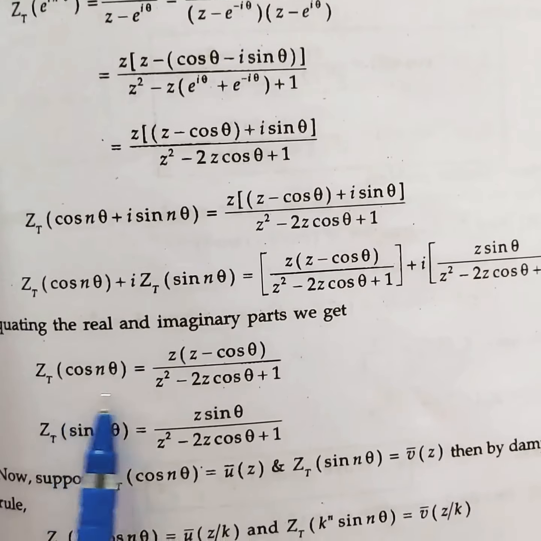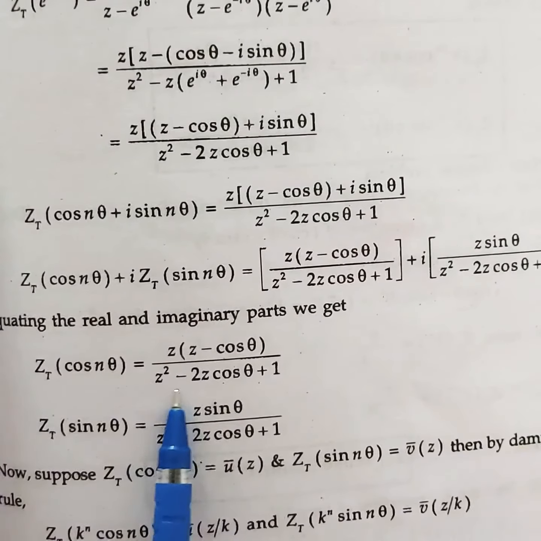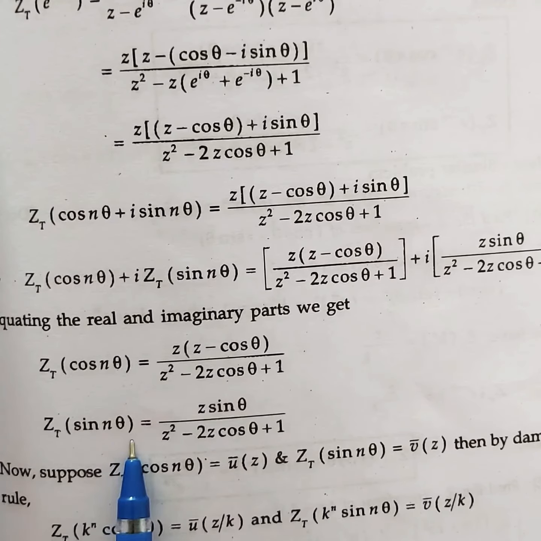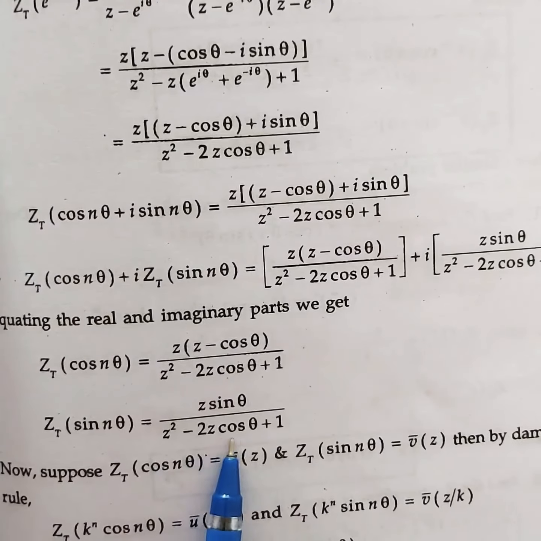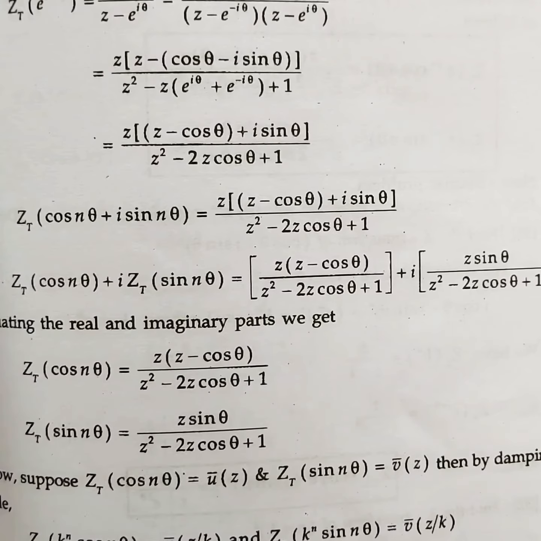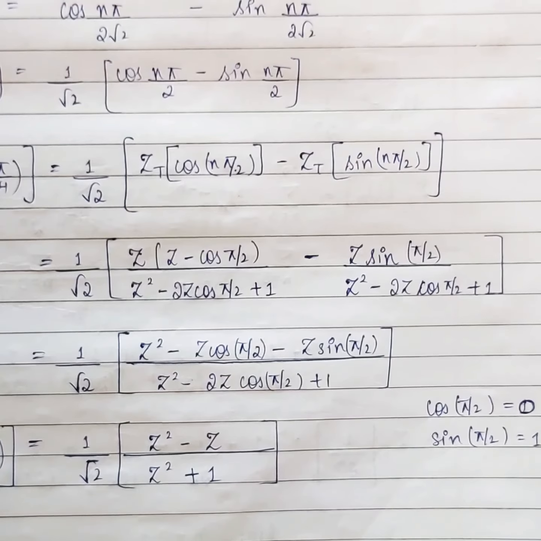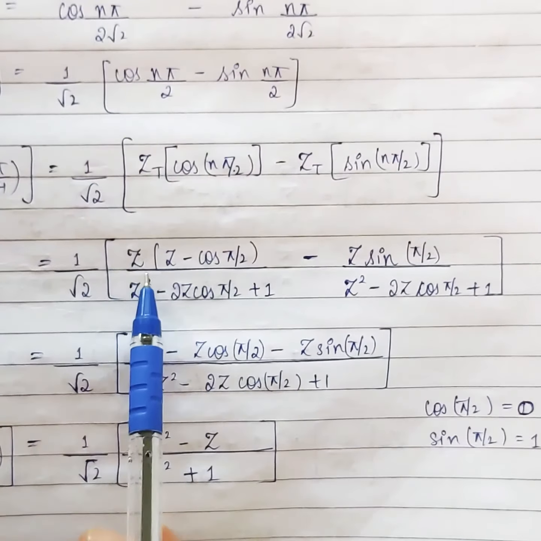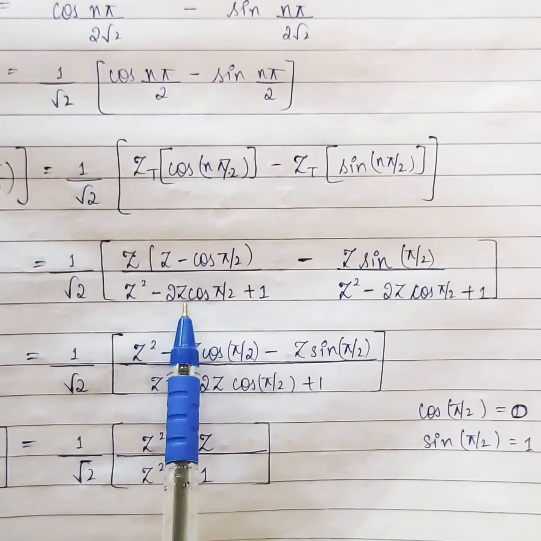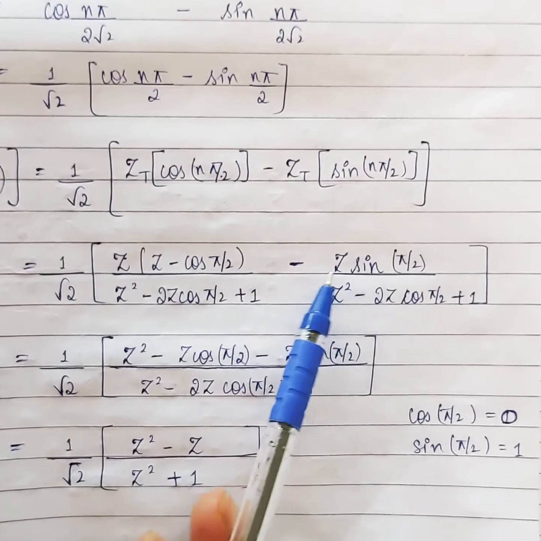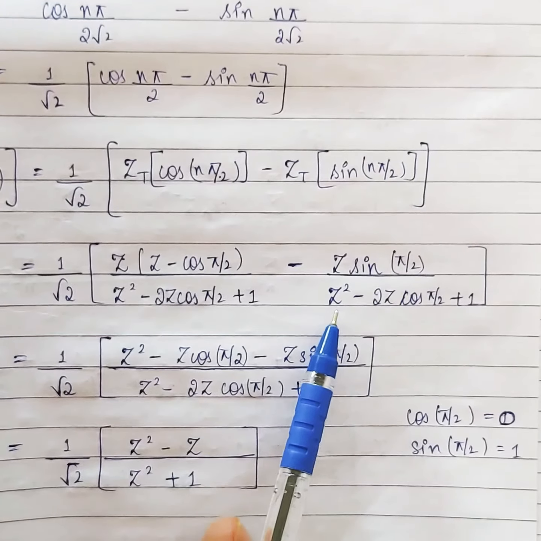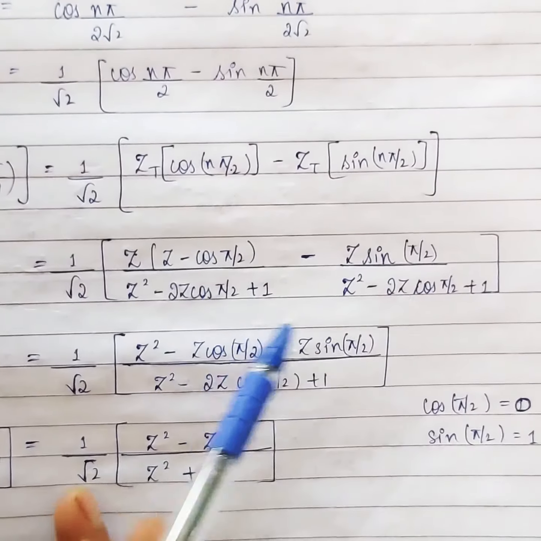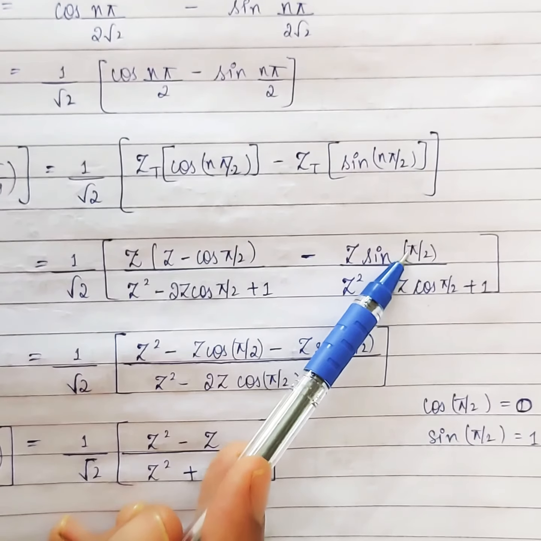Depending on the marks, Z transform of cos n theta is Z into Z minus cos theta by Z square minus 2Z cos theta plus 1, and Z transform of sin n theta is Z sin theta by Z square minus 2Z cos theta plus 1. So we are going to take this formula as it is. In the place of theta we have pi by 2. So Z into Z minus cos pi by 2 by Z square minus 2Z cos pi by 2 plus 1 minus Z into sin pi by 2 by Z square minus 2Z cos pi by 2 plus 1. So cos pi by 2 value is 0 and sin pi by 2 is 1.